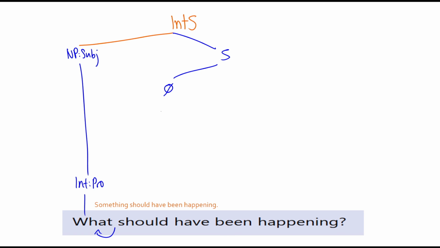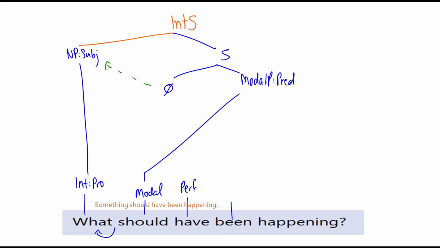The movement doesn't really look nice when it's labeled down on a sentence like this, but we can just maybe put an arrow like this to show it's moved up there. So now, it should have been happening. So we now have a modal phrase predicate, and then everything else isn't really going to be that exciting from this point. So that's a modal. Have is going to be a perfect. Being is going to be a progressive. Happening is going to be a VI.